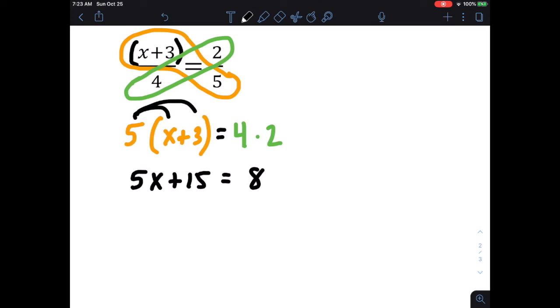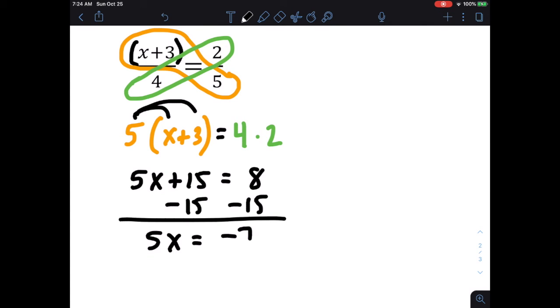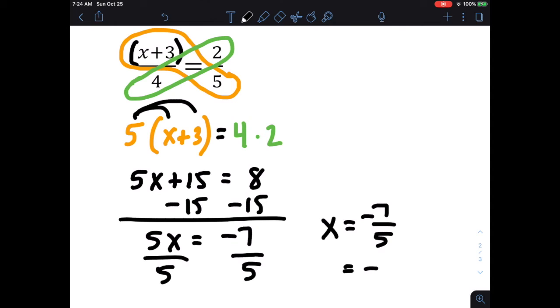And now we have a two-step problem that we have to solve. So we have to subtract the 15 and then divide by 5. So I'm going to subtract 15. So I end up with 5x equals -7. And then I'm going to divide by 5. So x is equal to -7 over 5. And if you grab a calculator, you're going to notice that that is equal to -1.4. Okay, so you can leave your answer as either one of these, -7 over 5 or -1.4.